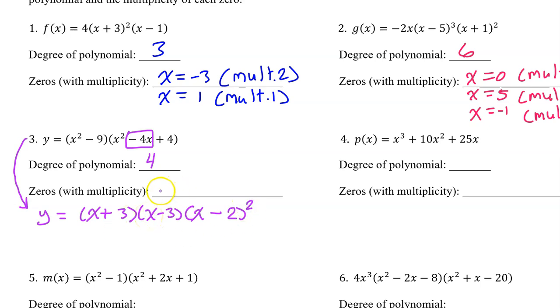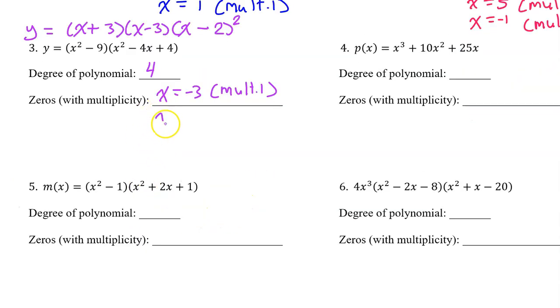So now we can see that we have a 0 of x equals negative 3, and that has a multiplicity of 1. I need to move this down. We have a 0 of x equals positive 3, another multiplicity 1, and then we have a 0 of x equals 2. This one has a multiplicity of 2.